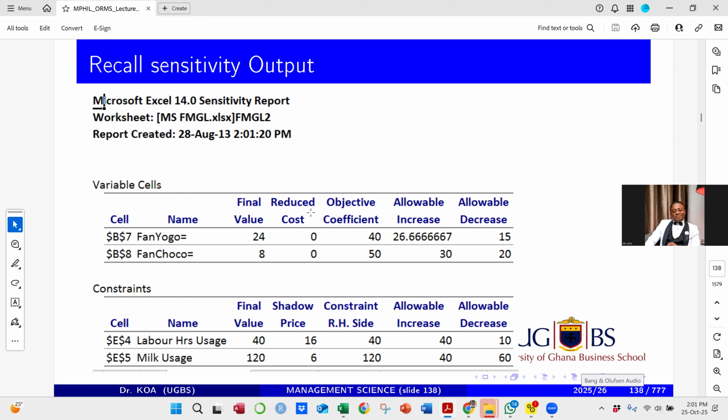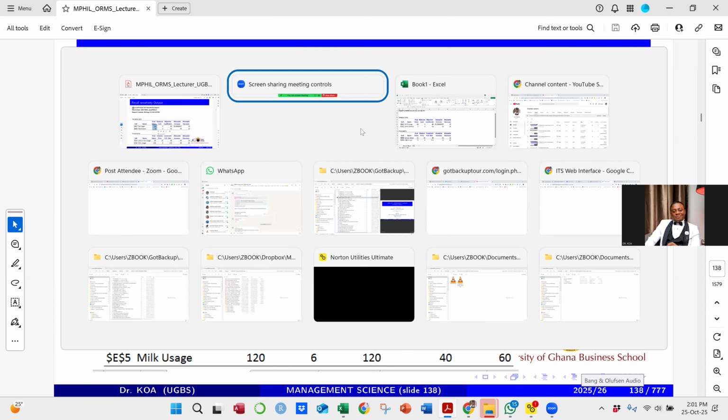So now, if the final value has a 0 value, right now they don't have a 0 value, they have a non-zero value. But if the final value has a 0 value, the opportunity cost or the reduced cost value will be a negative number for maximization like we have here. It will be a negative number. Now, in order to prove this with you, let's try something here.